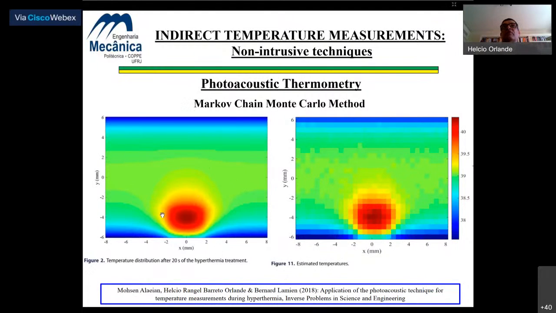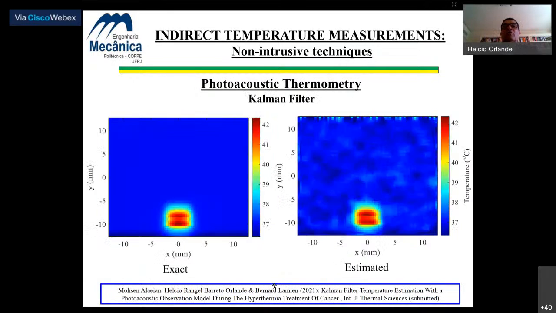We can see this is the exact temperatures, and these are the estimated temperatures, and they are in very good agreement, even on a coarse mesh. And it has also been solved with the Kalman filter for the sequential estimation of the transient temperature in the whole region, as shown here.